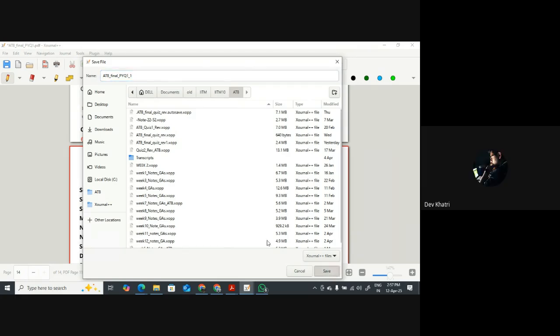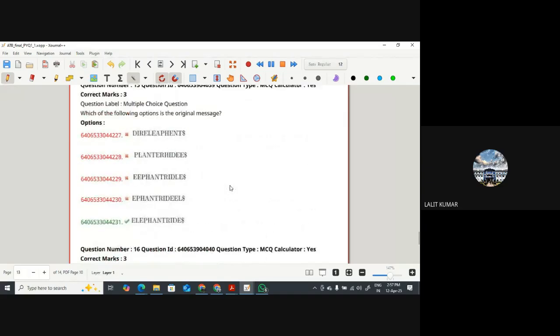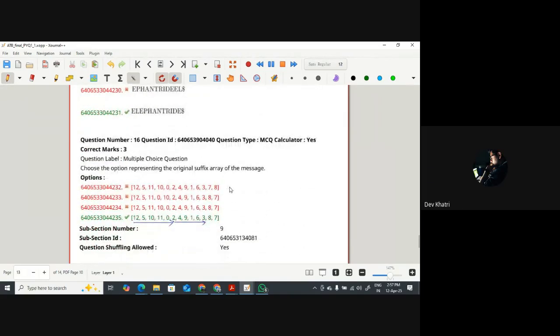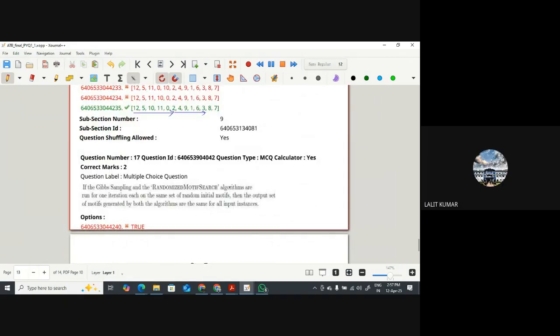Can you please explain the last question of this paper, the Gibbs sampling one? Yes. If the Gibbs sampling and the randomized motif search algorithms are run for one iteration, each on the same set of random initial motifs, then the output set of motifs generated by both the algorithms are the same for all input instances. So this is incorrect again.